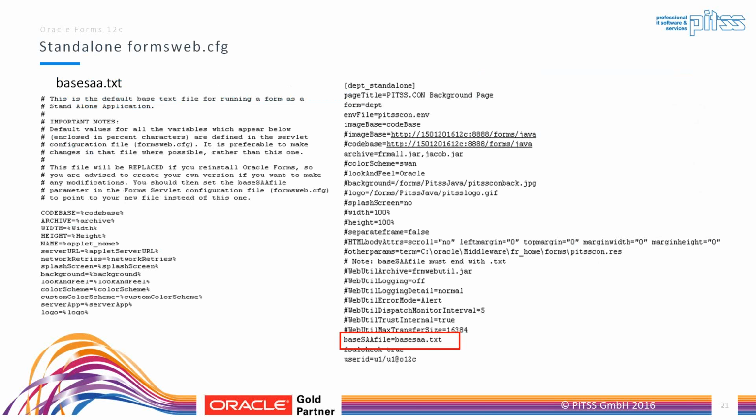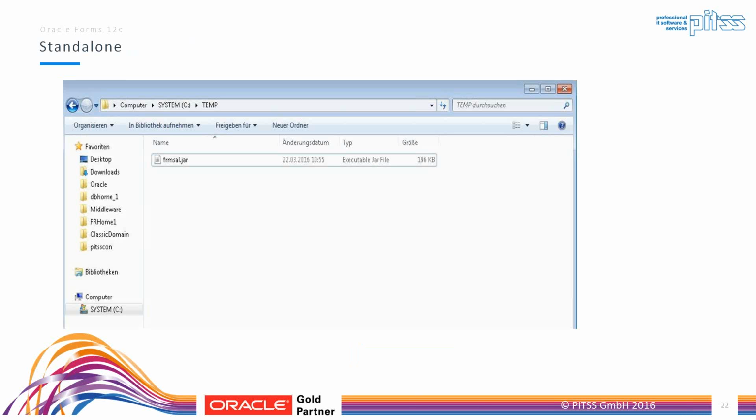So in this case, you find again the example section in the Forms Web CFG, and here on the right hand, you see my section with which I started the application. Here again, there are 2 more parameters to be set for that new feature. This plus the jar file, and you can start the application in the standalone mode. Here I stored the jar file. As you see, it's a pretty small one, and from this location I start my application as well.